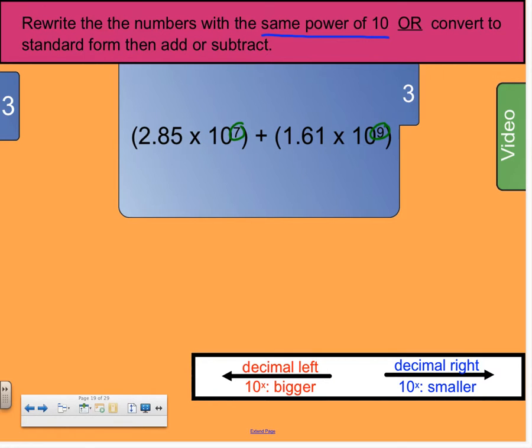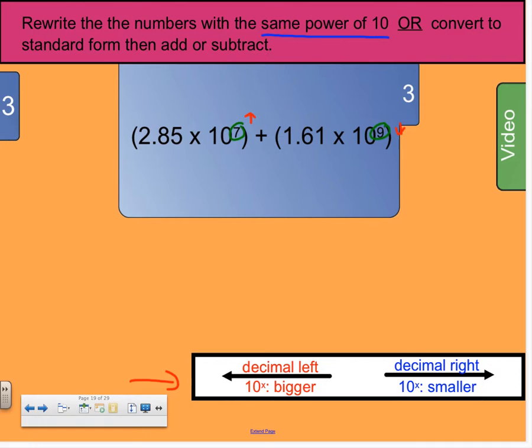So what I can do is I can change one of them. I could change the 7 and make it go up to 9, or I could choose to take the 9 down to 7. I think I will start with the 7 and try to move that up. Now, this is where we're going to use the rule at the bottom of the screen. Remember, if I move a decimal to the left, the exponent gets bigger. A decimal to the right means the exponent gets smaller. In this case, my exponent will be getting bigger, which means my decimal will have to move to the left.